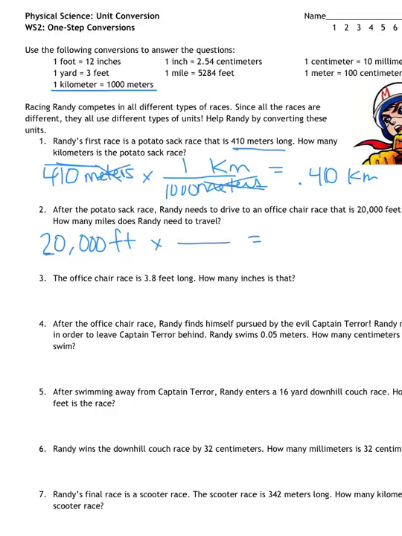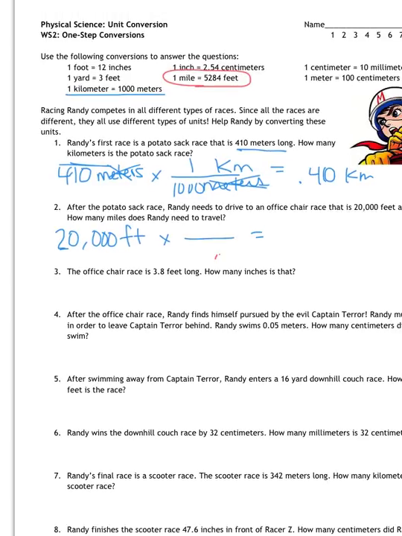If we look up here, it says that 1 mile, I'm going to switch colors back to red on this one, 1 mile is 5,284 feet. All right, so feet go on the bottom so they can cancel, and mile on the top, because that's what we're trying to find. So feet can cancel. Now for our numbers, 1 mile is 5,284 feet.